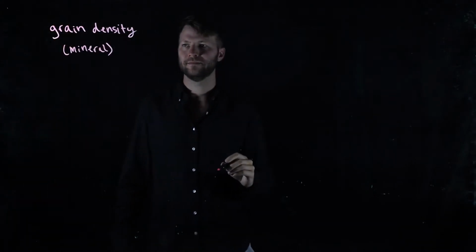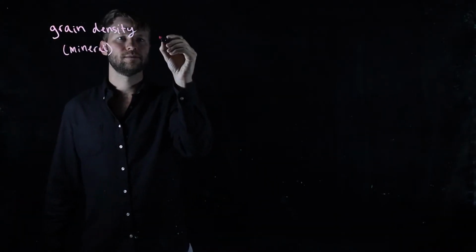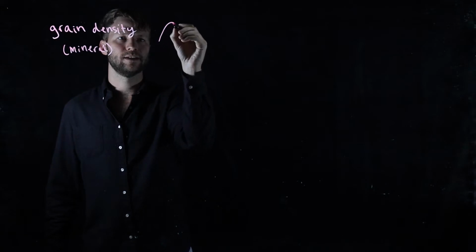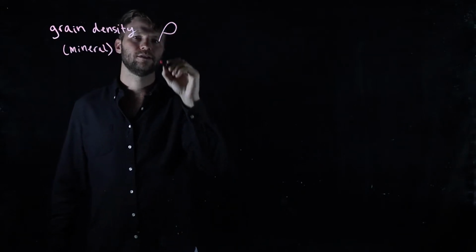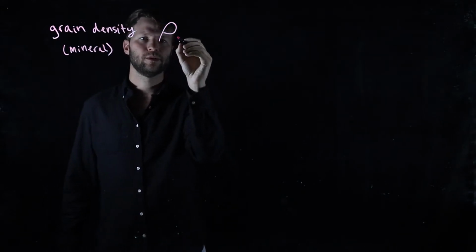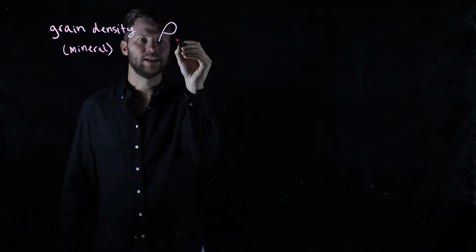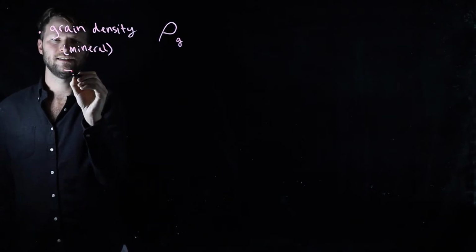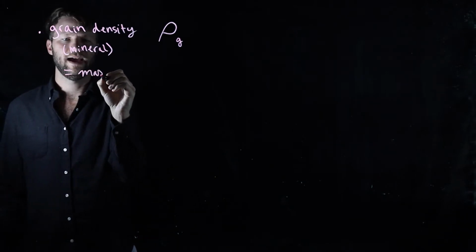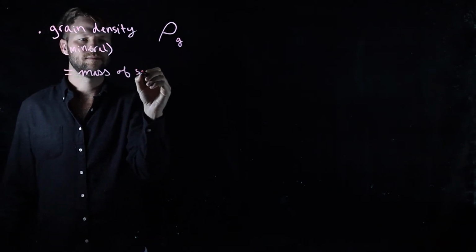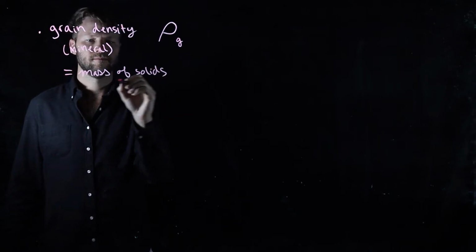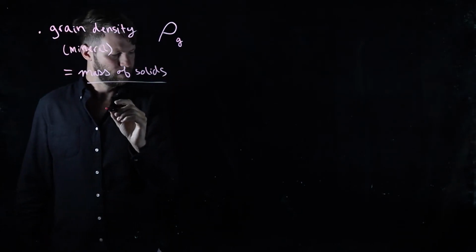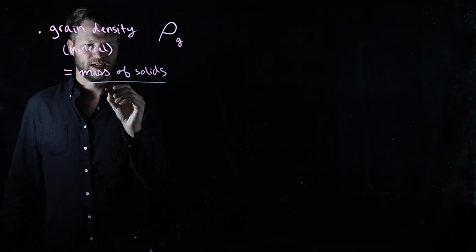Recall that density is the mass per volume. It's most commonly denoted with the Greek letter rho. This is a general term for density. And then we're going to put the subscript G onto it. And we'll define this as the mass of solids divided by the volume of solids.